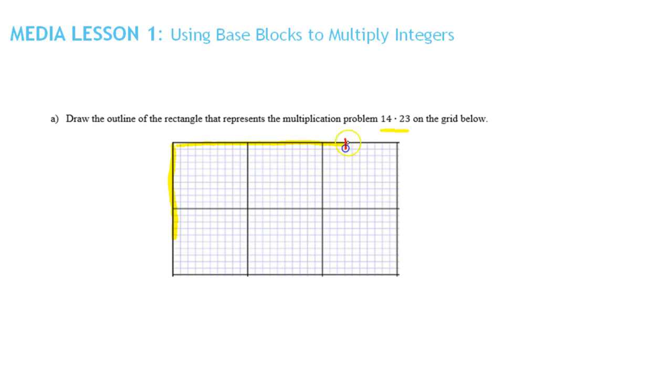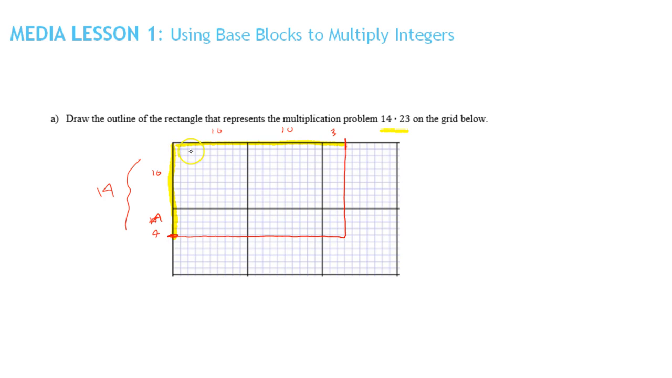So 23, so this is 10 here to here, 10 here to here, and there's 3, which gives us 23. And 14, we have 10 this way, and 1, 2, 3, 4 this way. So actually I should say this is 4, and the total is 14. So now let's make a rectangle. And 14 times 23, like we saw before, is equal to the area inside this rectangle.